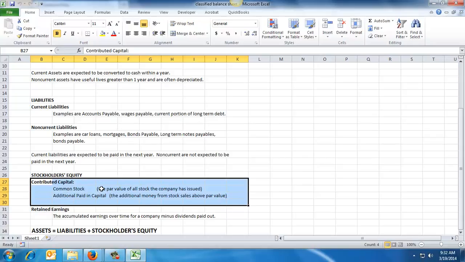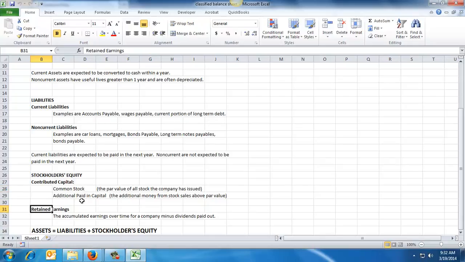Common stock would be the par value of all the stock the company has issued, and then the additional paid-in capital is the amount of money we received from our stock sales over the par value. The second piece of our stockholders' equity is retained earnings. And retained earnings is simply our accumulated earnings over the entire time that a company has existed, minus any dividends that we've paid out over our history.